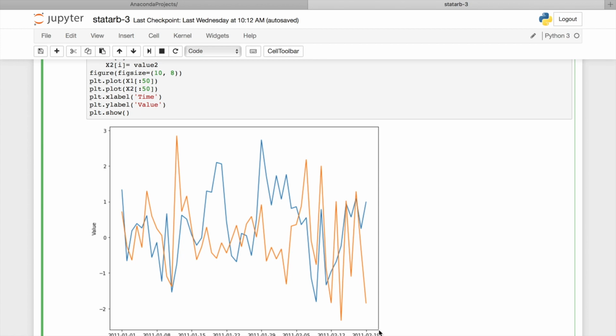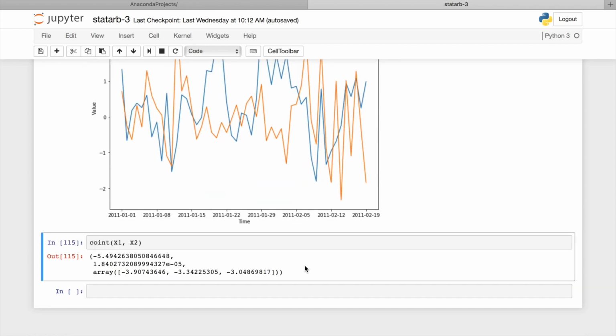In order to confirm that x1 and x2 are cointegrated, we'll use the cointegration test from the statsmodels library. Its output is very similar to ADF test output. We see test statistics, p-value, and critical values at 1, 5, and 10%. As you remember from the previous video, our significance level is 5%, so we need to compare the test value, approximately minus 5.5, with the critical value at 5%, minus 3.3. If the test value is less than the critical value and p-value is less than 5%, we can confirm that X1 and X2 are cointegrated time series.